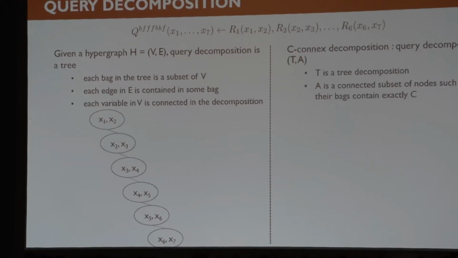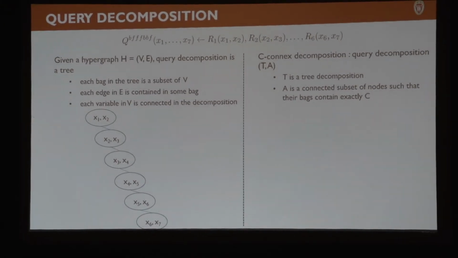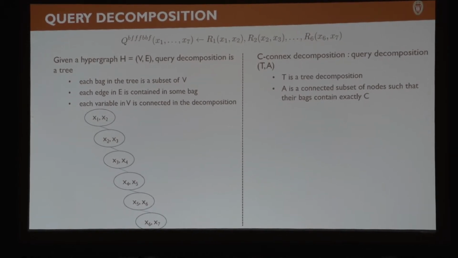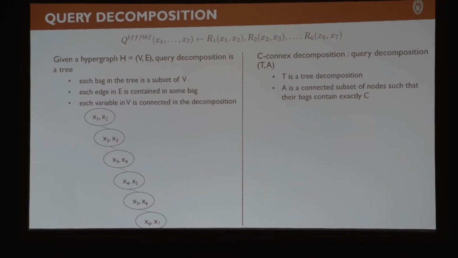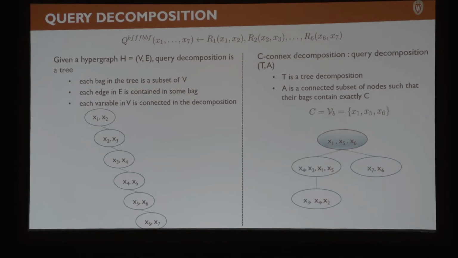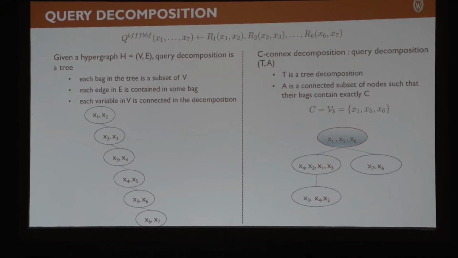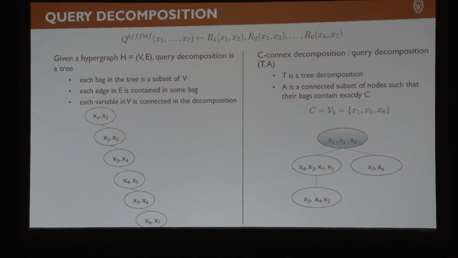But for our purpose, we will require the notion of a C-connex decomposition. A C-connex decomposition is characterized by this tuple (T, A), where T is the tree decomposition, and A is a connected subset of bags in this tree decomposition, such that if I union the variables in these bags, they union to exactly C. As an example, for this particular 6-path query where my bound variables are x1, x5, x6, I will fix my C to be the bound variables, and the root bag contains these bound variables. This is my A in this example, and the rest of the tree is just the query decomposition. It respects all of these three conditions.